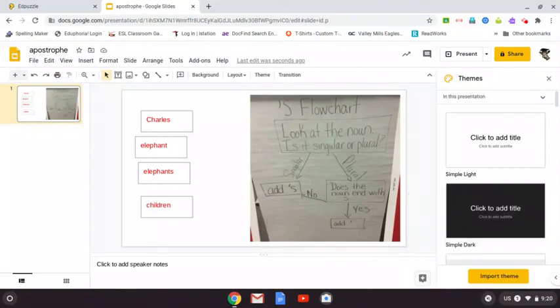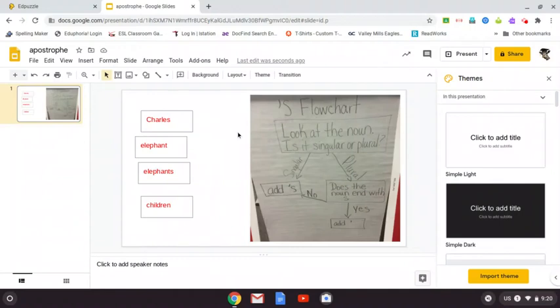So this is a chart that we're going to use all year that's going to really help us learn how to use apostrophe S correctly. Remember, the first thing you have to do before you use this chart is to decide, does the sentence even need an apostrophe? Does something own something or possess something, or is it a contraction? If it doesn't, you don't even need to worry about using an apostrophe S.